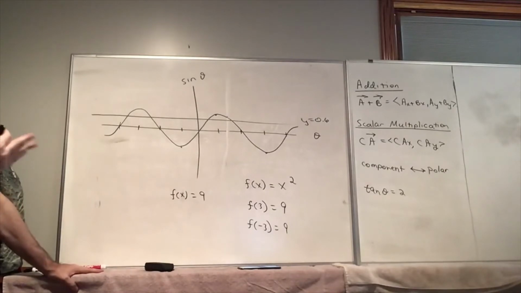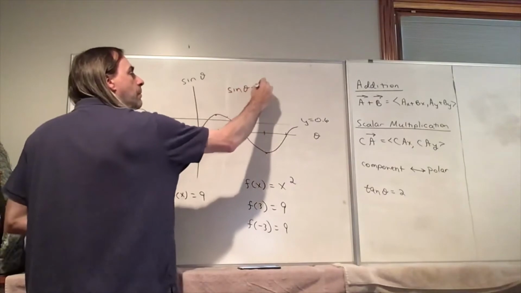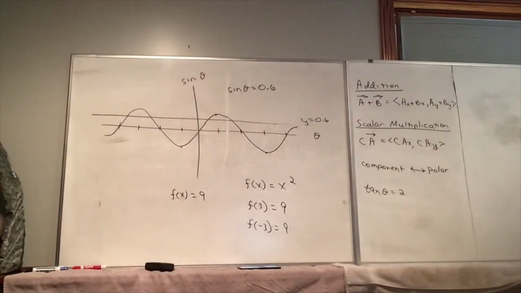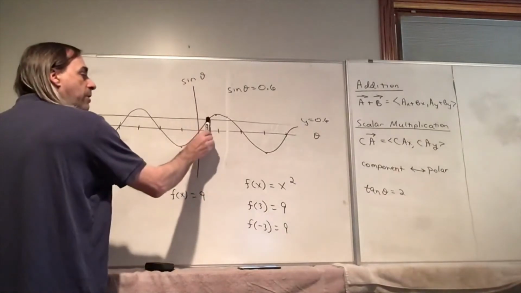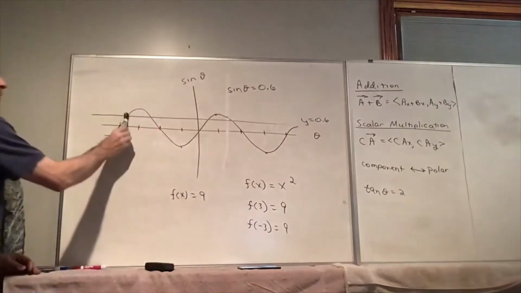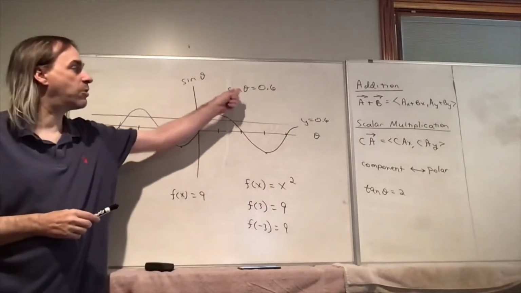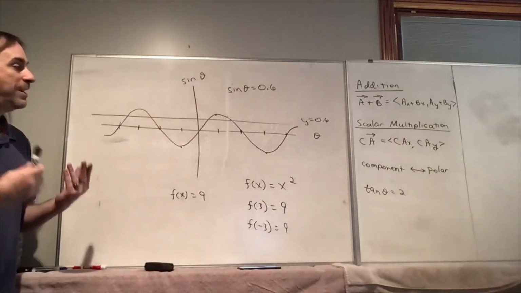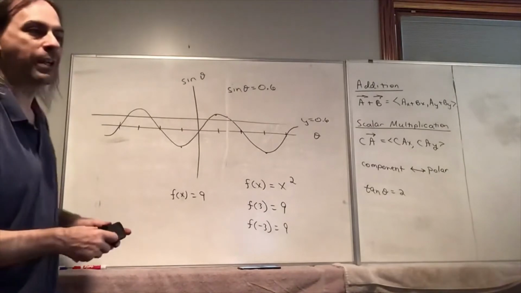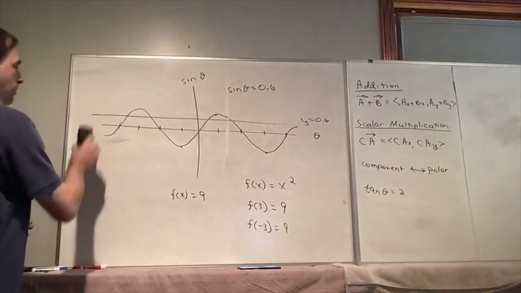So again, let's say that sine of theta equals 0.6. Do we know what theta is? No. It could be this value, whatever this x-coordinate is. It could be that value, or this one, or this one. There's actually an infinite number of solutions to this equation. And so basically what that means is that the sine function, just like cosine or tangent, none of the trig functions actually have inverses.